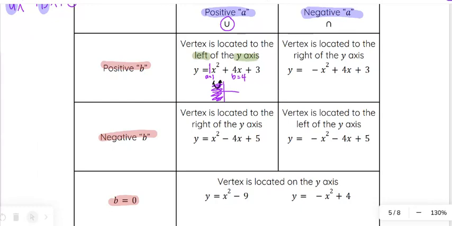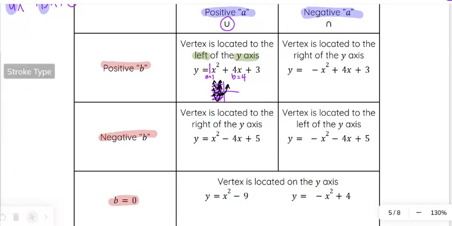It could be up here. It could be down here. It could be here. It doesn't really matter, but it's to the left. The vertex is to the left. It could even be this, as long as the vertex is to the left of the y-axis. So it can cross over the y-axis, but the vertex itself is located to the left of the y-axis. Then we look at the same thing over here for the negative a.